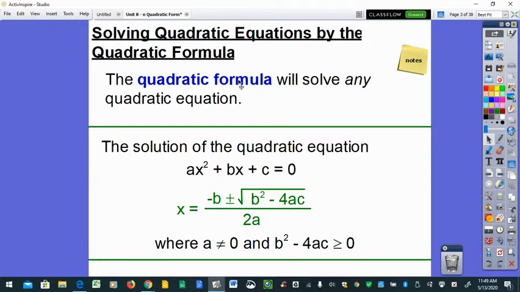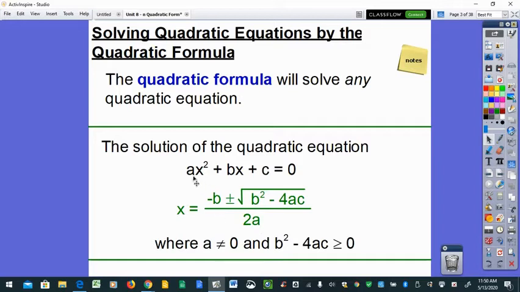So first of all, the quadratic formula will solve any quadratic equation. Whether you could have used square roots, whether you could have used factoring, it will solve it. And here is your standard form of a quadratic equation, and the quadratic formula is the green guy right here. So you find your x equals, it's going to be the opposite of b, plus or minus the square root of b squared minus 4ac all over 2a.